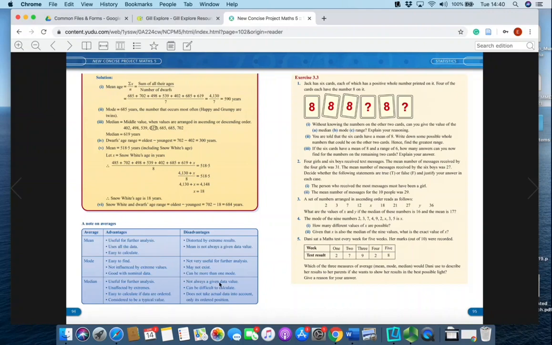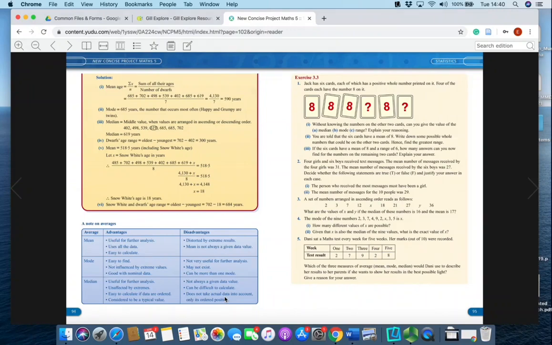Again, the median is not always a given data value. That's because if it's an even number, it'll be the average of the two values in the middle. It can be difficult to calculate in that it can be difficult to order the data if you have a lot of data. It does not take actual data into account, only its ordered position.